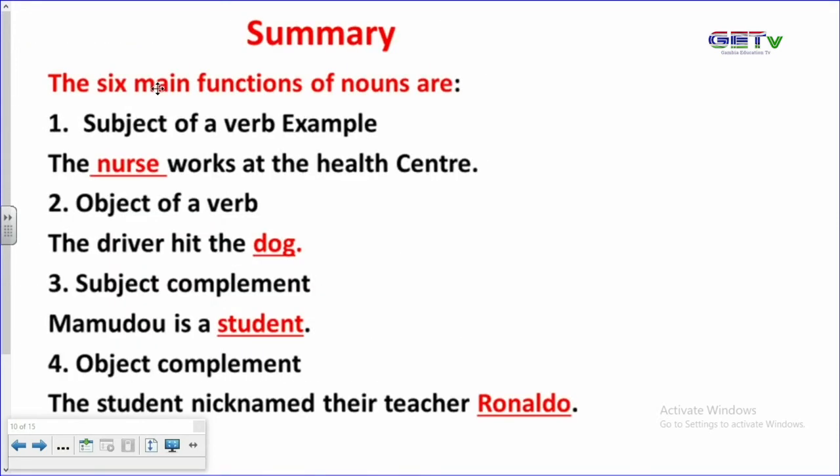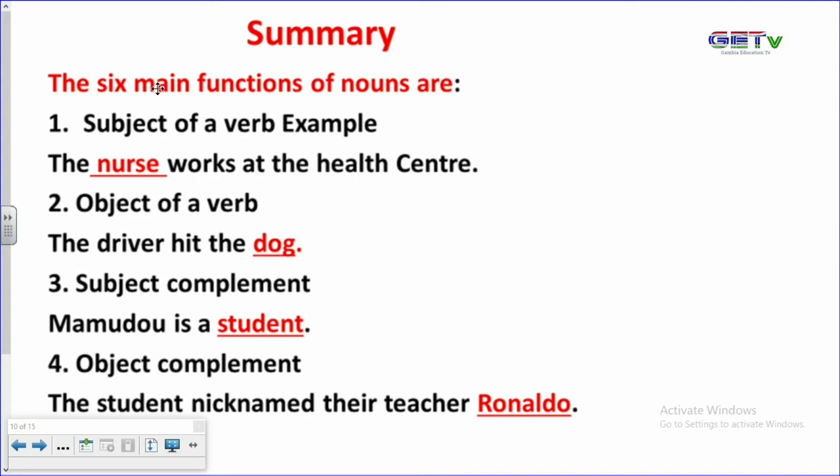We move on. So we get the summary here. The 6 main functions of nouns are: 1, subject of a verb. Example, the nurse works at the health center. Where is the subject here? The nurse.